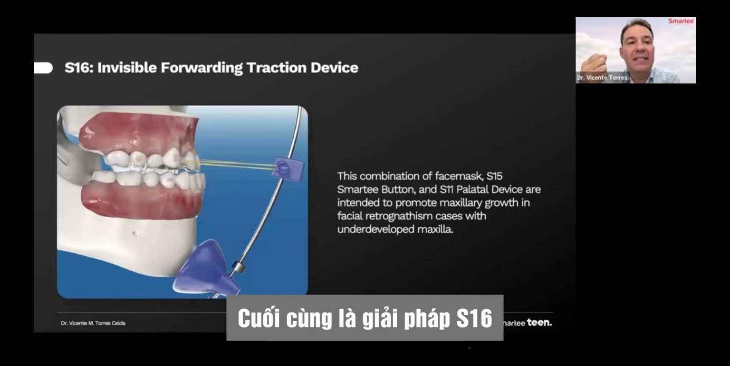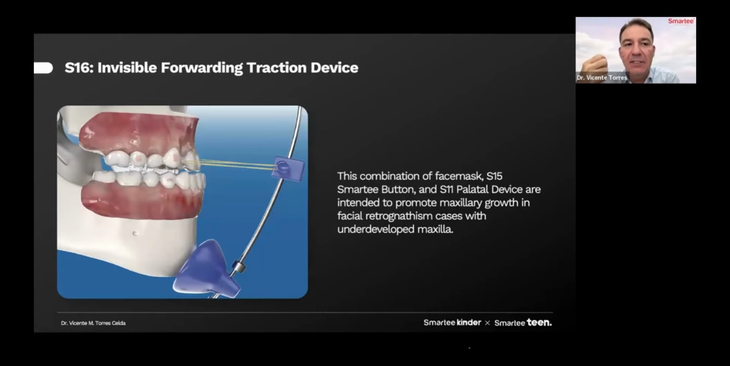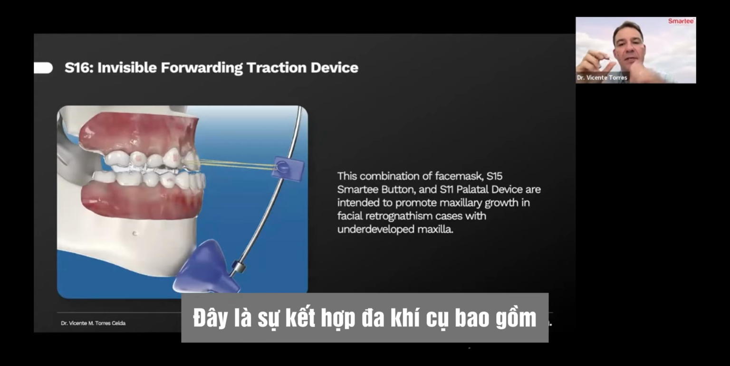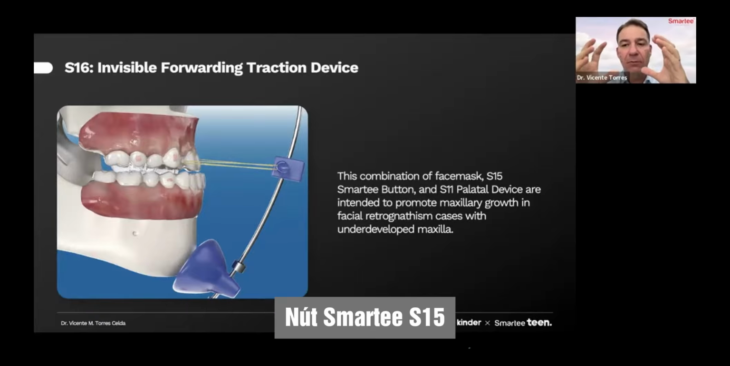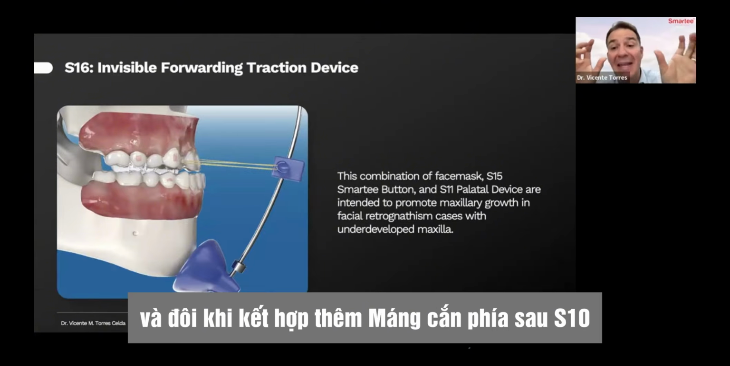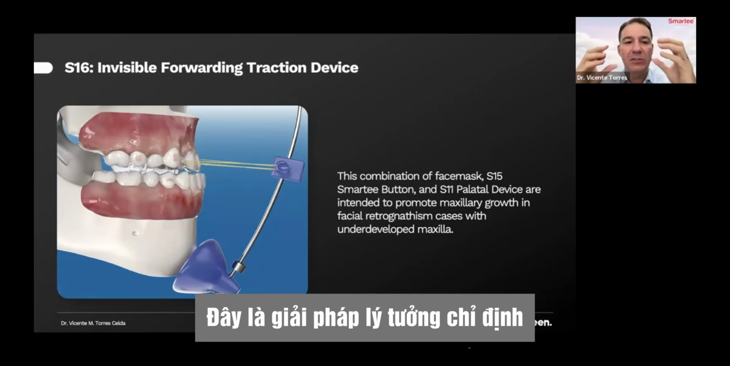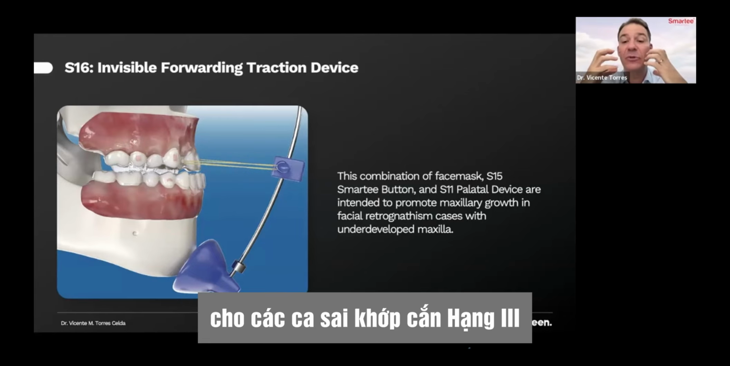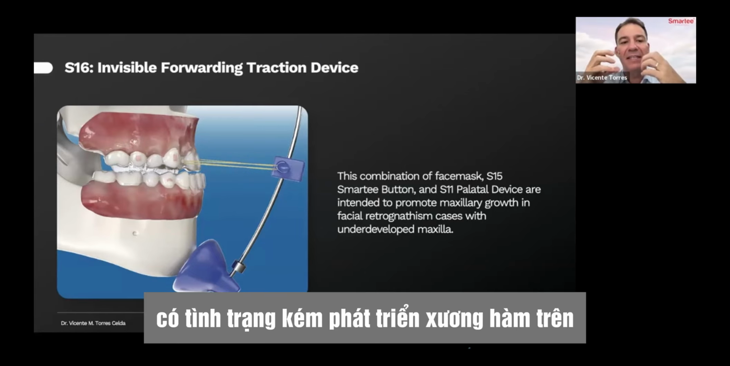And of course, we have the S16 solution. The S16 solution is a combination of the S15, which is the Smartee button, the S11, which is the palatal device, and sometimes the S10, which is the posterior occlusal splint. The ideal is to use this for patients that have class 3 malocclusion and an engagement of the maxilla and the anterior teeth.